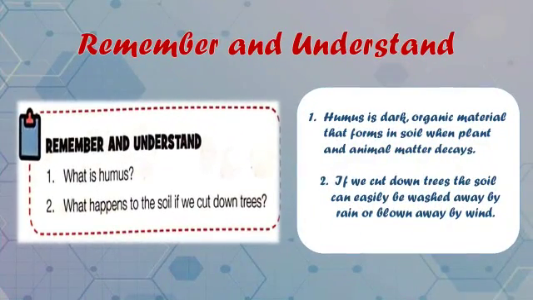Remember and understand. Question number 1 is, what is humus? The answer is, humus is dark organic material that forms in soil when plant and animal matter decays. Our question number 2 is, what happens to the soil if we cut down trees? And our answer is, if we cut down trees, the soil can easily be washed away by rain or blown away by wind.